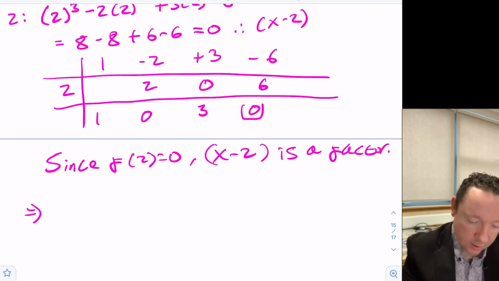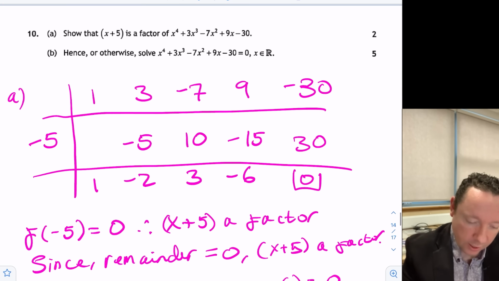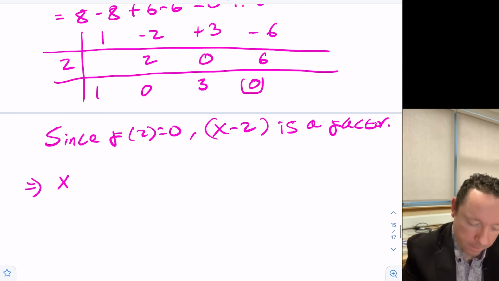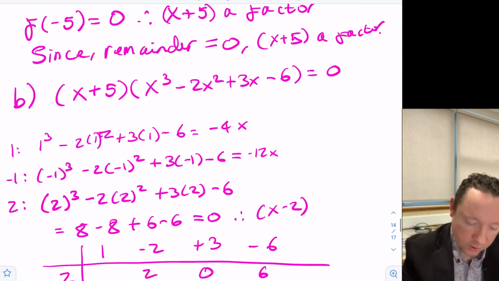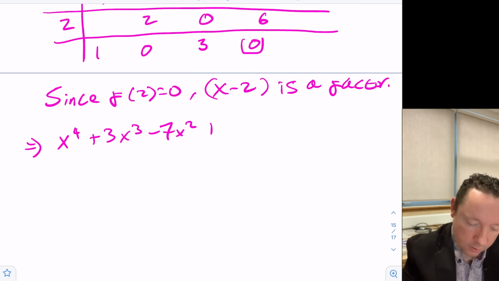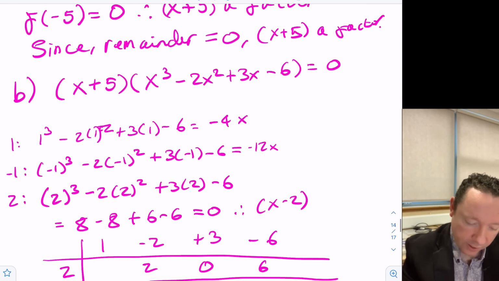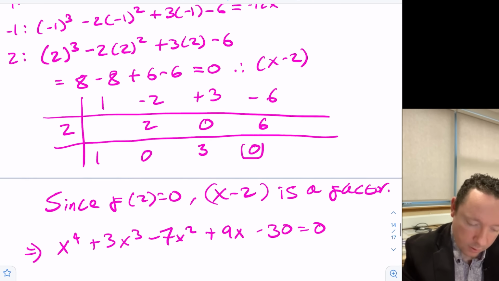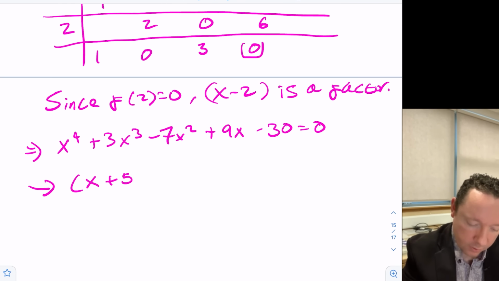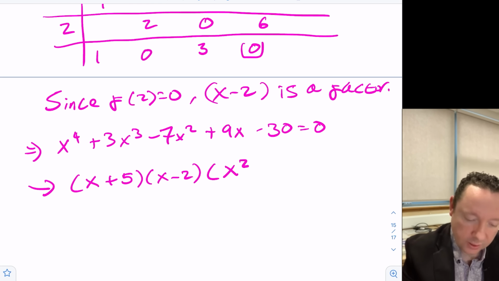So that implies our original function, which is x to the 4 plus 3x cubed minus 7x squared plus 9x minus 30 equals 0, becomes x plus 5, x minus 2, and then we've got, this has become a quadratic, x squared plus 0x plus 3, and that equals 0.